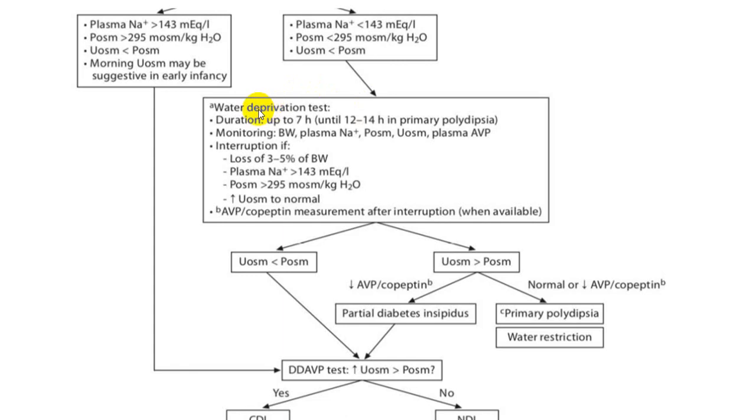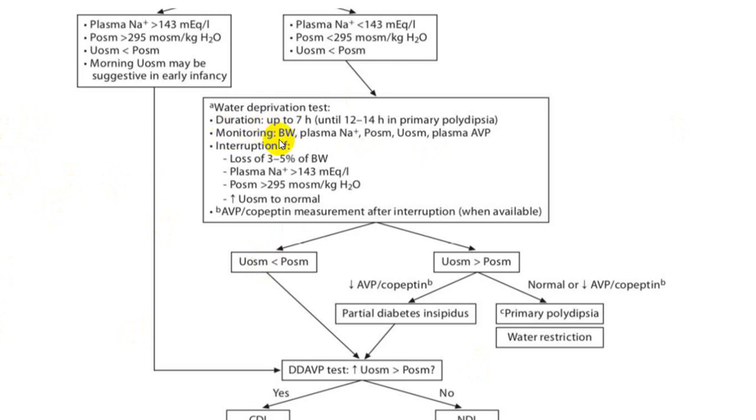If a person is having water deprivation for a longer period, say for 24 hours, in case of a primary polydipsia, immediately the urine will start getting concentrated. In case of a nephrogenic diabetes insipidus, as well as in case of a central diabetes insipidus, usually there will be no more effect.